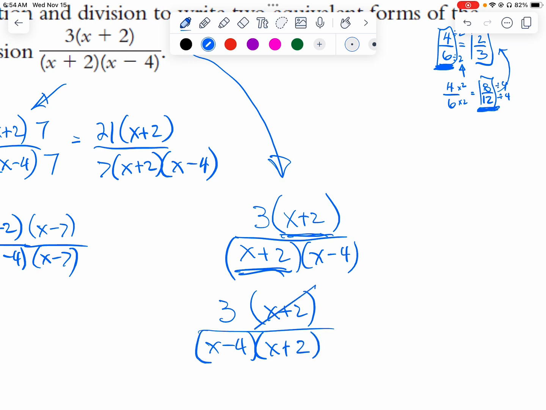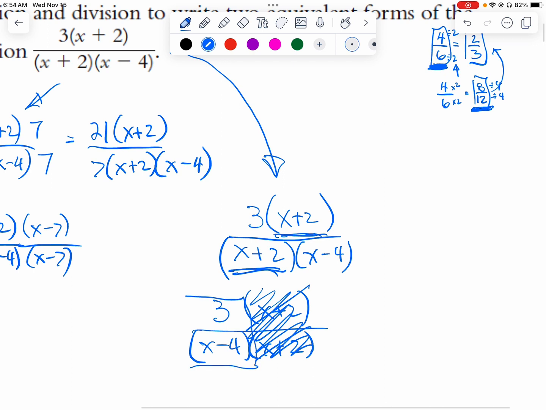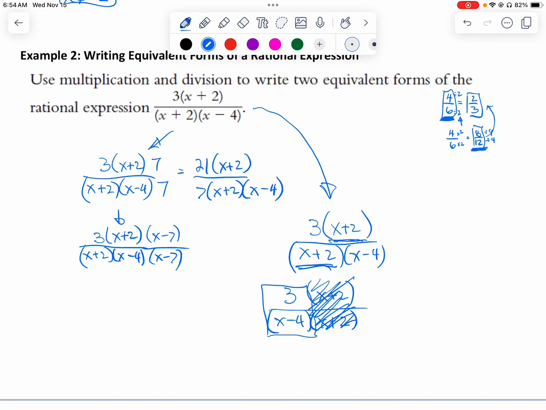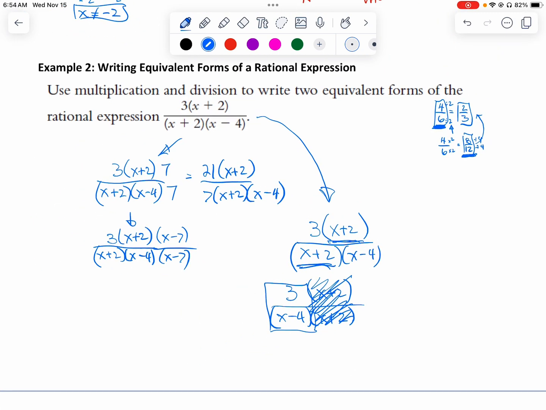And you can see that these will cancel. That entire bracket cancels. Not just the 2's, not just the x's, but that entire binomial. So these cancel, these reduce, these disappear, and I'm just left with 3 over x - 4. That is an equivalent expression using division. Now for this question, hopefully that's okay. That's all you really need to get out of this question.